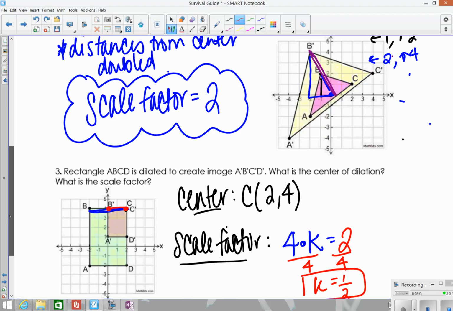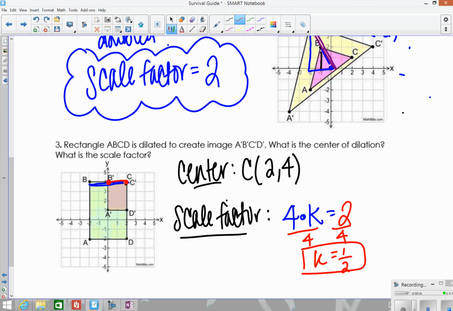Now, keep in mind too, you could have just counted it. You could have said, okay, I went left 4, and then I went left 2. Well, I went half as much, so the scale factor is 1/2. It doesn't matter which points you pick for these. It's going to be consistent. So you really only have to do it with one set of pre-image and image points.